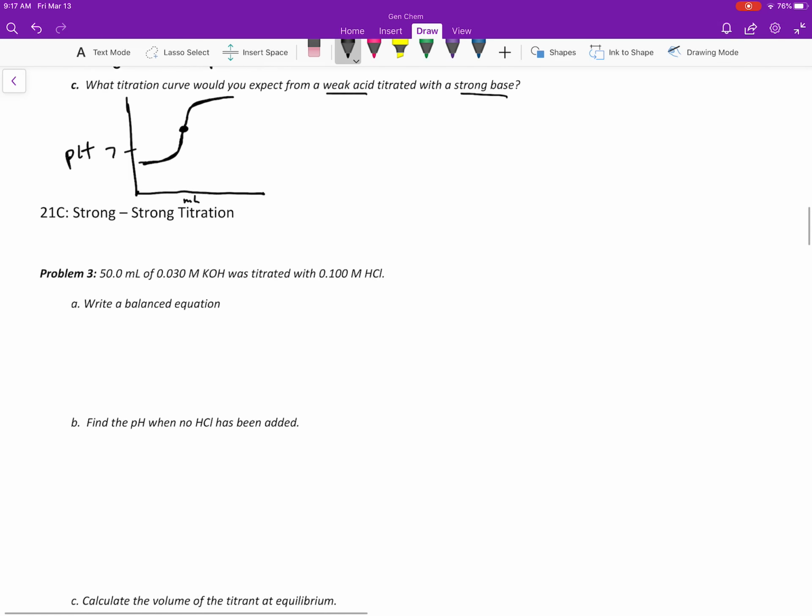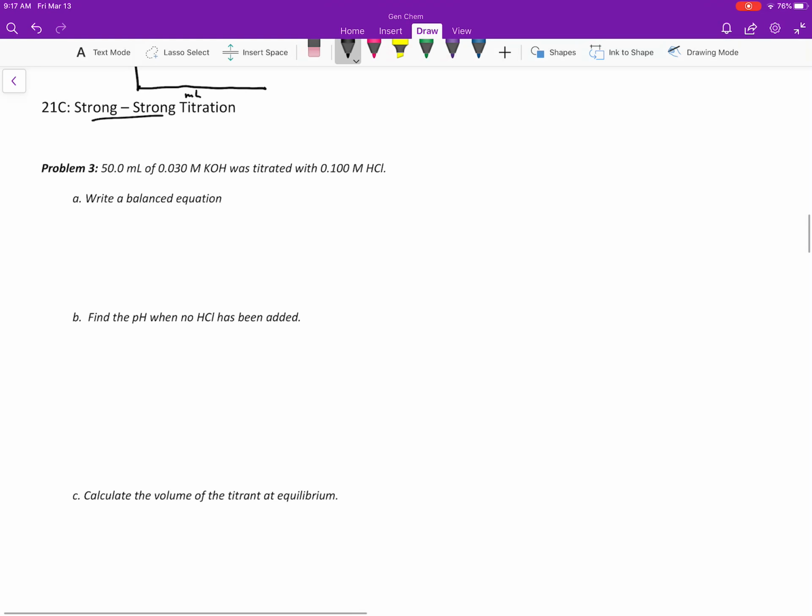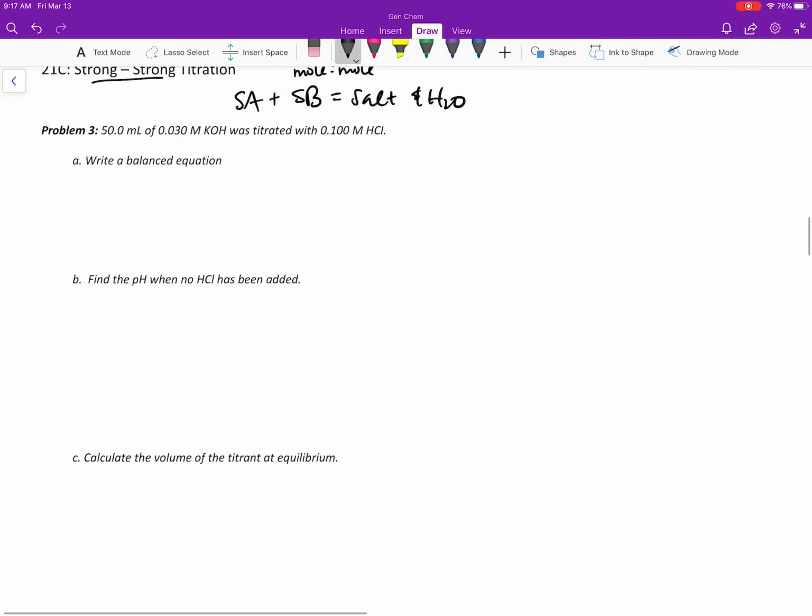Okay. All right, so let's do some calculations. We're going to have 3 different versions: strong and strong, weak and strong, and then weak and weak. Actually, I don't think I'm going to ask you any weak and weak. We're just going to do strong and strong, weak and strong calculations. So when we have a strong and strong titration, the nice thing is we know that when a strong acid and a strong base react, it goes to 100% to form the salt and water. So we're going to use mole to mole ratio to calculate most of this information.